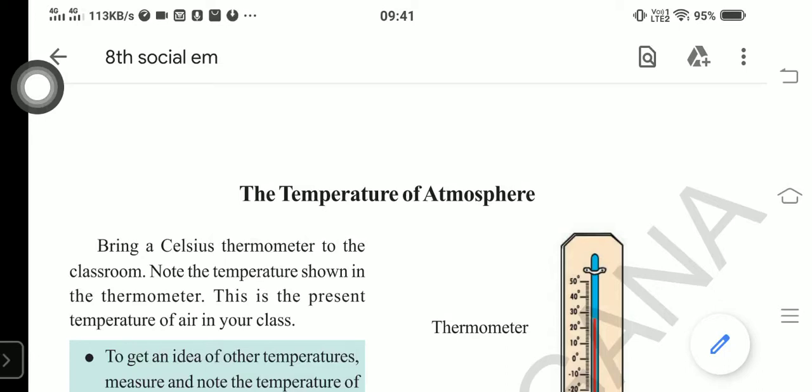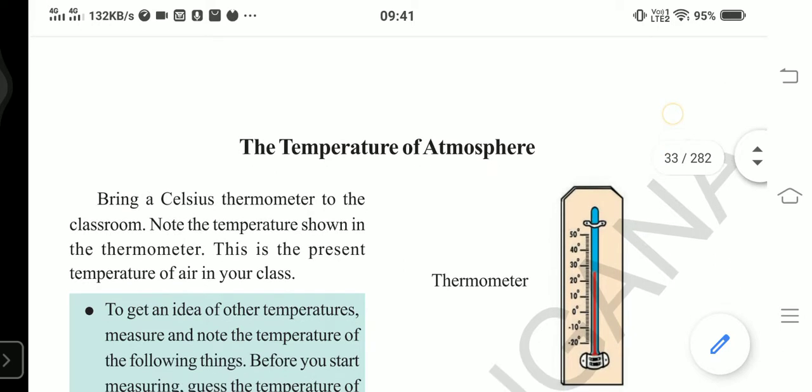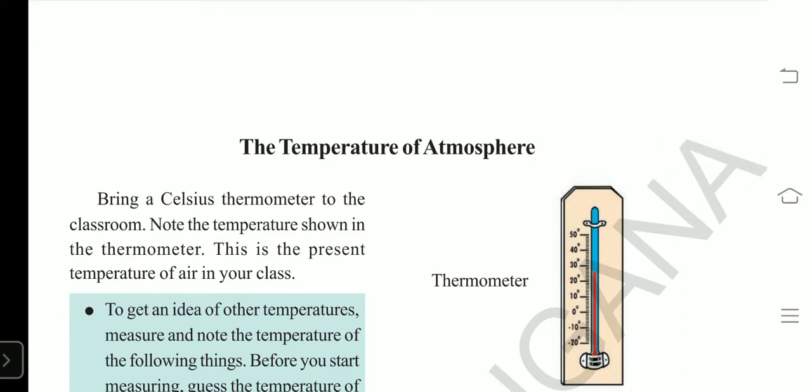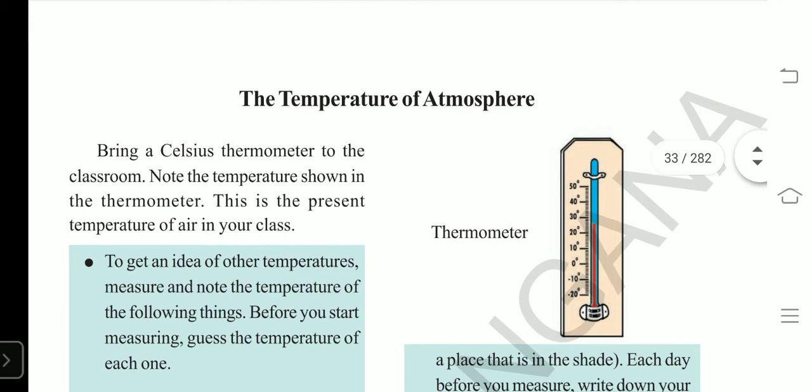Students, in this chapter we will see how the temperature of the atmosphere behaves, with some practical examples given here. The temperature is measured with an instrument called a thermometer.